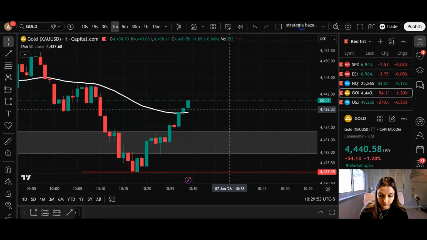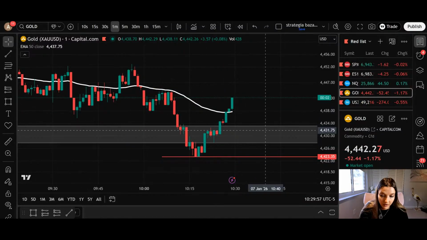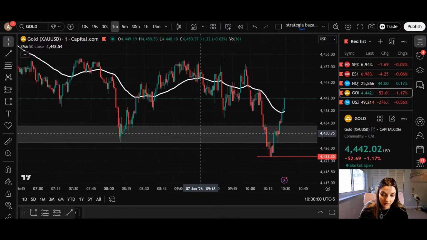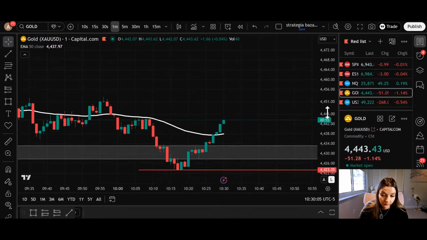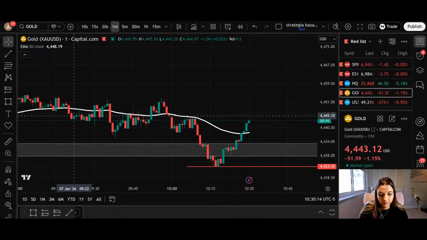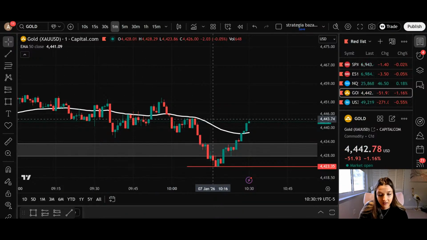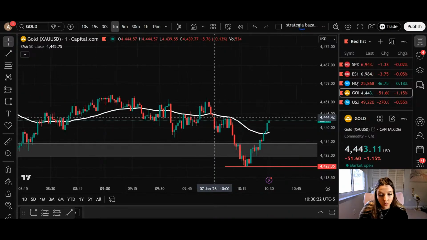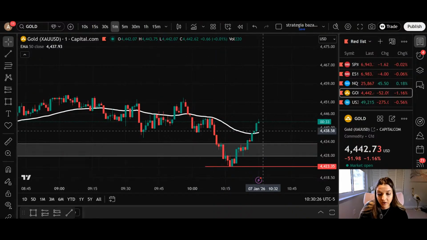I don't know. Oh, gold. Here we go. This was a fake breakout. If you're adventurous, you can go in long here. Me, I don't, because the EMA is kind of flat like this. So I will be waiting. If I want to go in a long, I'll be waiting for a retest of the EMA.